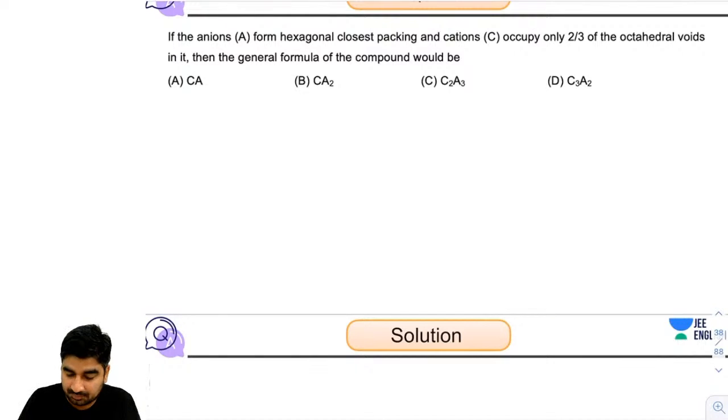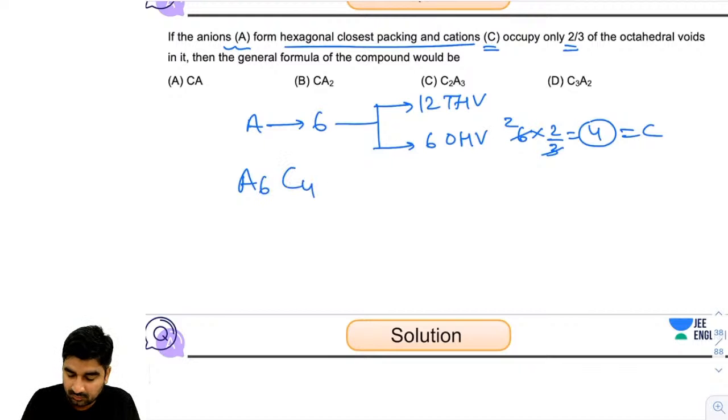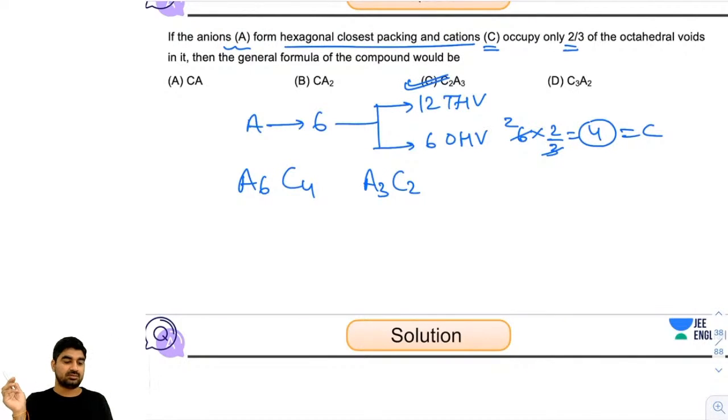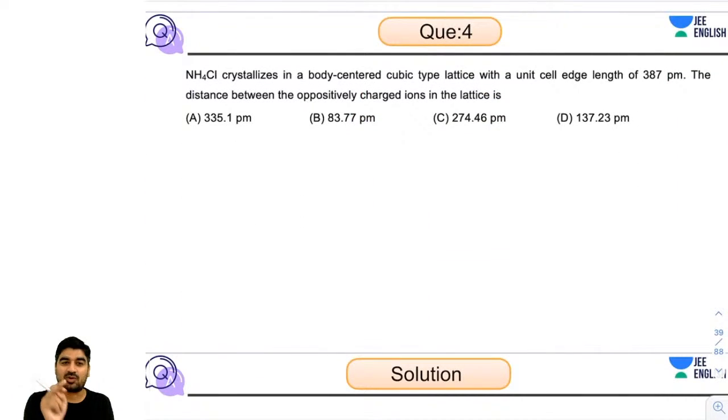Here it says NiNC form hexagonal close packing. So there are 6. And if there are 6, then there will be 12 tetrahedral voids. And there will be 6 octahedral voids. So cation C occupies 2/3 of octahedral voids. 4. So we have 4C. It will be A3C2. Or C will be your answer. Yes, Matthew, you are right. So let's do the next problem, guys. Now let's do it. Very good, guys. Very good. Now solve this one.